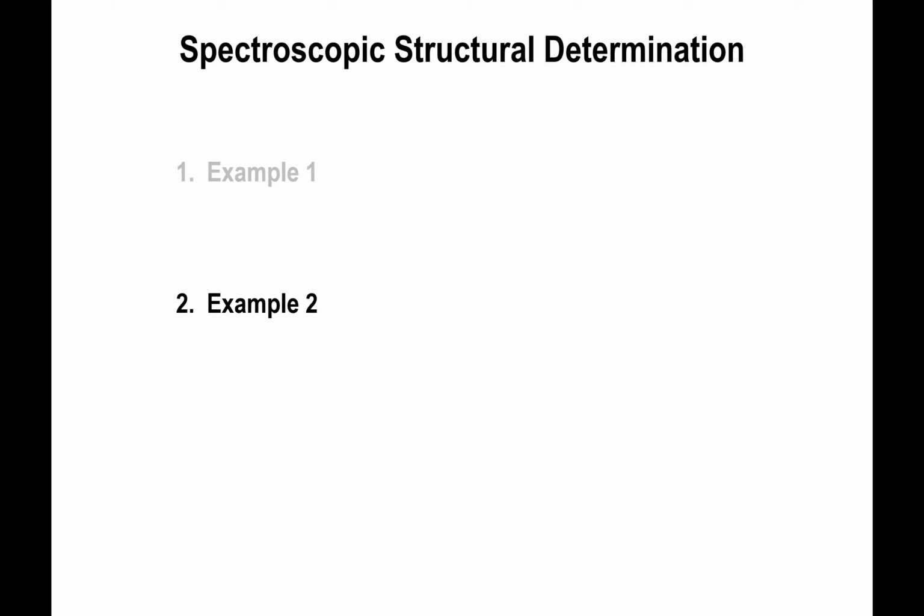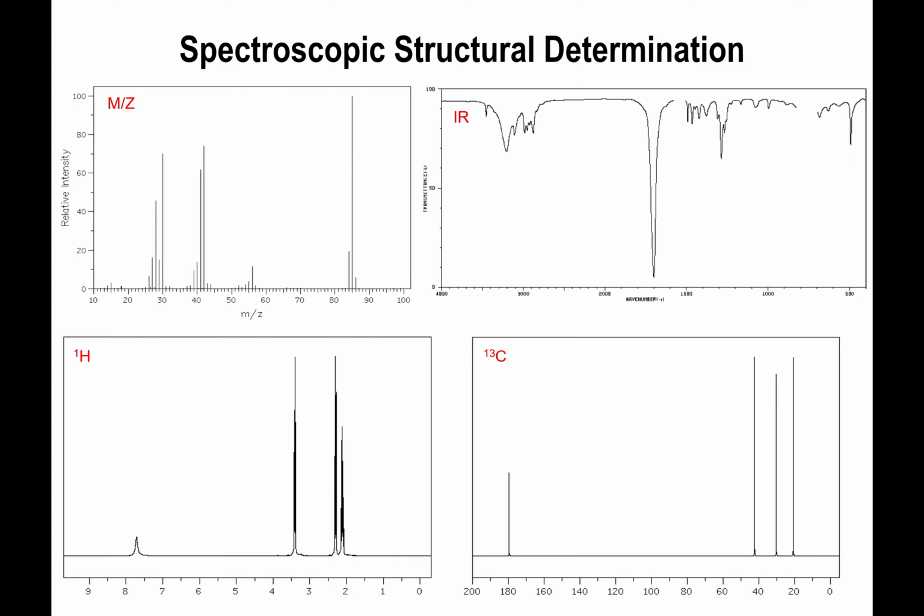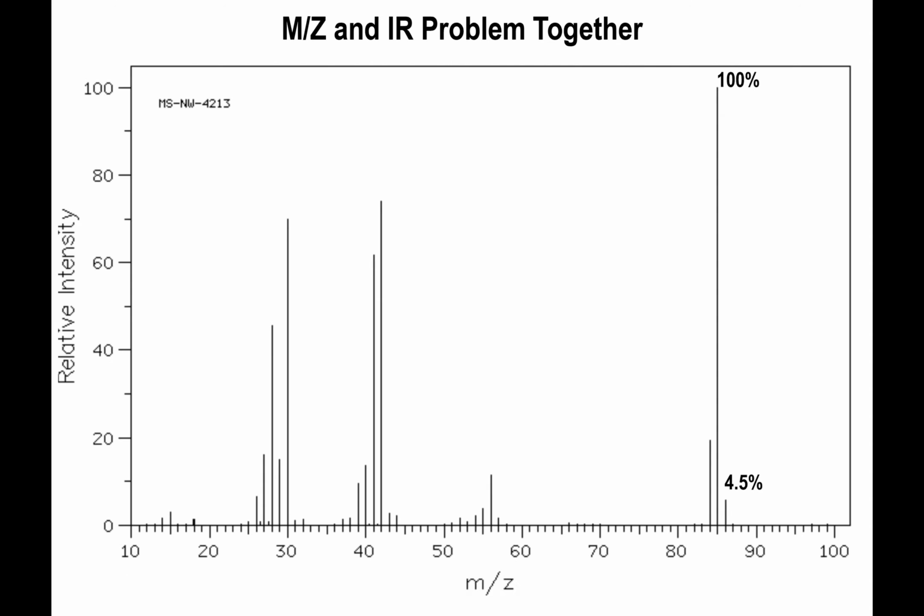Welcome back. We're going to do another example of how to determine the structure of an organic molecule. And we're going to use, yet again, the mass spectra, the IR, the proton NMR, and the carbon NMR spectra all together. We first start with the mass spectra to figure out the chemical formula of the compound.